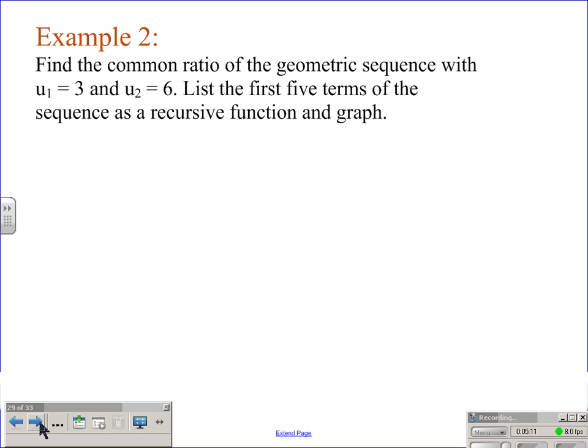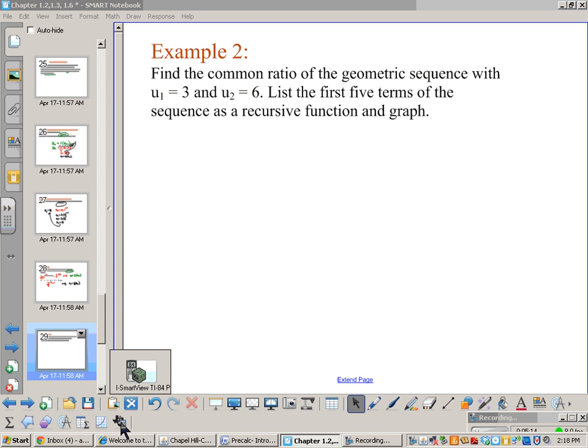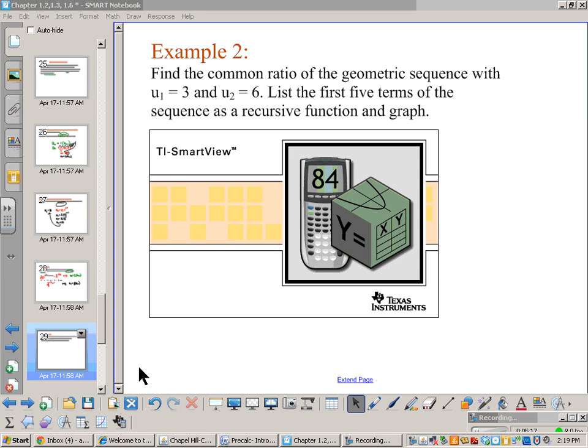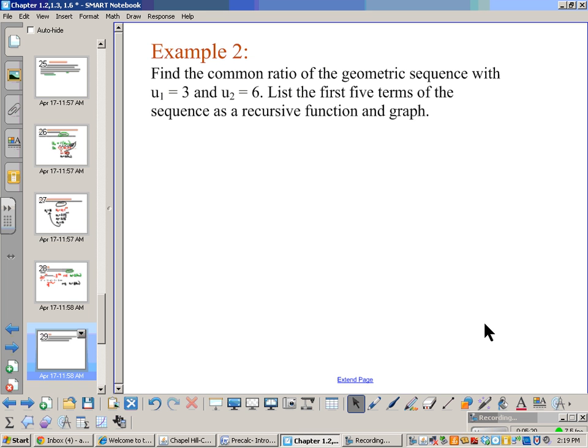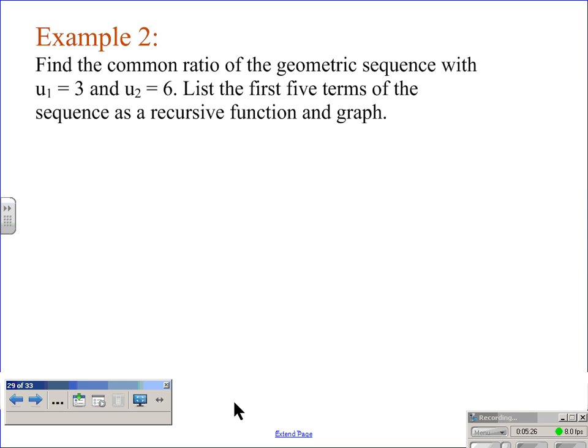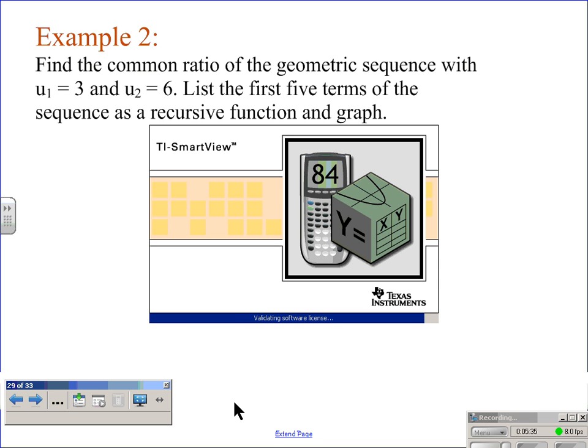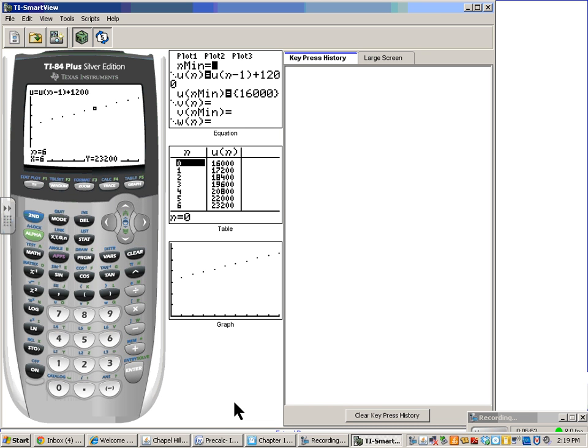Okay, so for this example, we're going to end up needing a calculator. So let me pull that up real quick. What we're doing here is finding the common ratio of the geometric sequence with the first term being 3 and the second term being 6. And then we're going to list the first 5 terms of the sequence. And then we want to graph this function. So you need to start out, there are a couple things you need to find if you're going to find the recursive formula here. First of all, you need to know what the first term is.